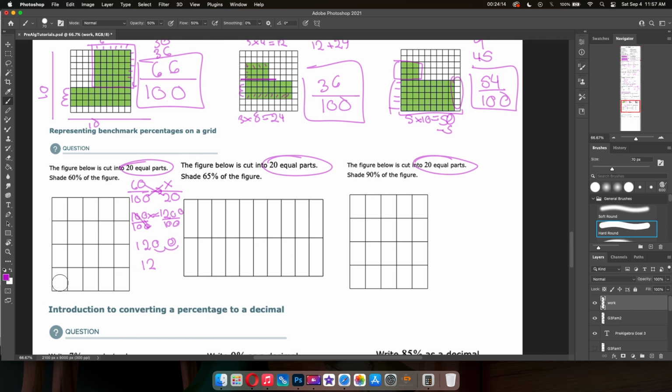So let's see here. 1, 2, 3, 4, 5. 1, 2, 3, 4, 5. 1, 2. Ta-da! Oops. Okay, let me make it perfect. There you go. Ta-da! All done.